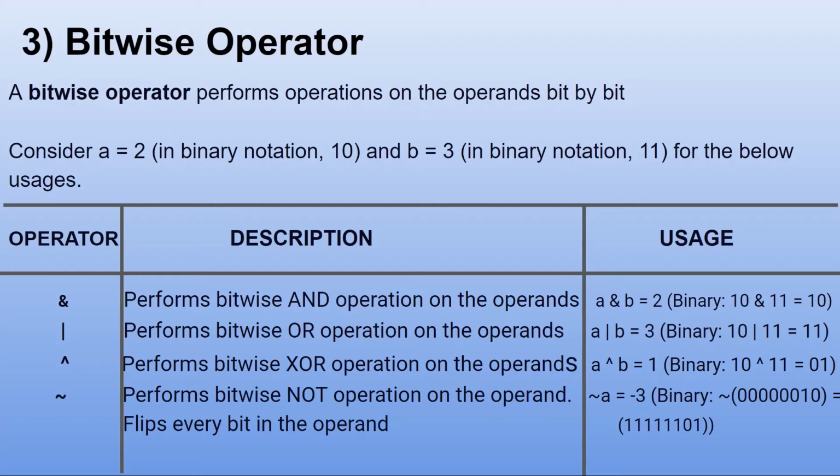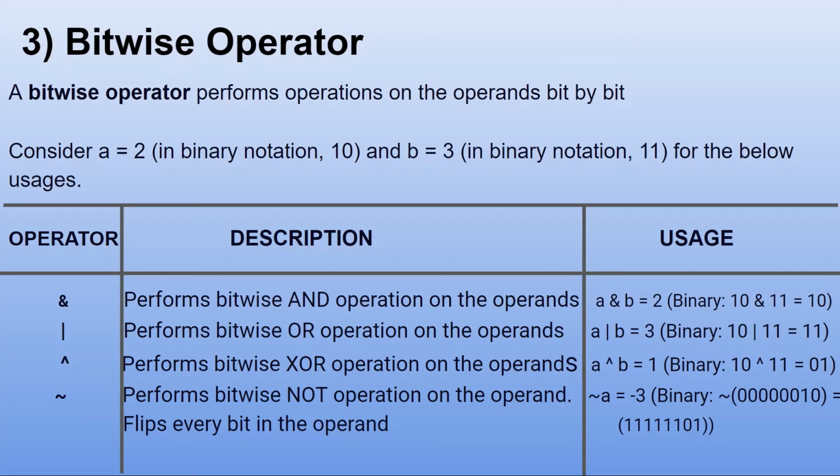Next we have the standing slash, which performs bitwise OR operation. This sign is used for the OR operation of the operands. A OR B equals 3. So 10 OR 11 gives the result 11. Then we have the XOR operation, which performs the XOR operation. A XOR B gives us 1. So 10 XOR 11 gives us 01. That is by logic operation we are going to solve it.